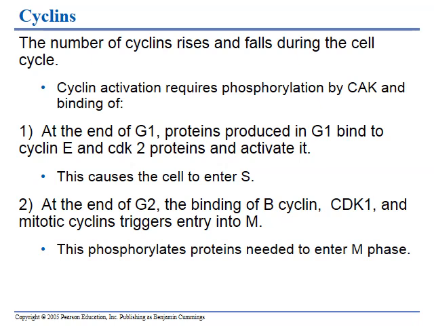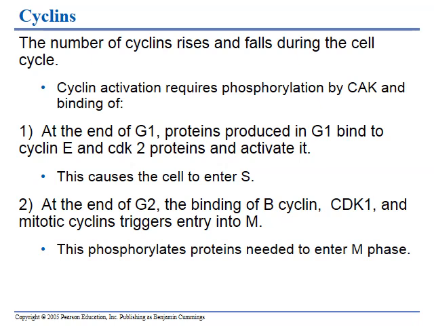Cyclin activation requires phosphorylation by a cyclin-activated kinase and binding of, ready, number 1, at the G1, the proteins produced in G1 bind to the cyclin E and the cyclin-dependent kinase 2 proteins and activate it.